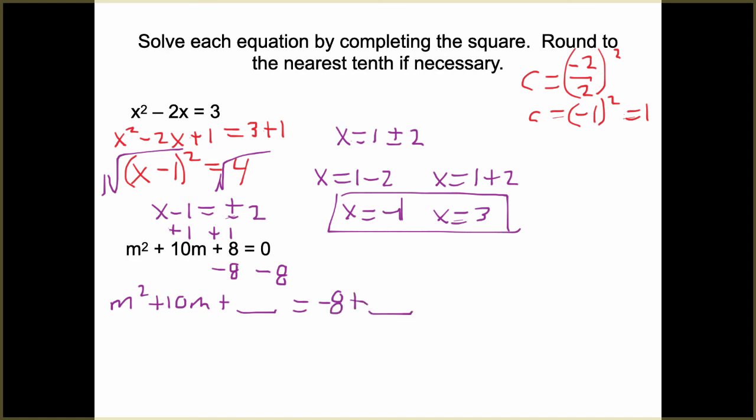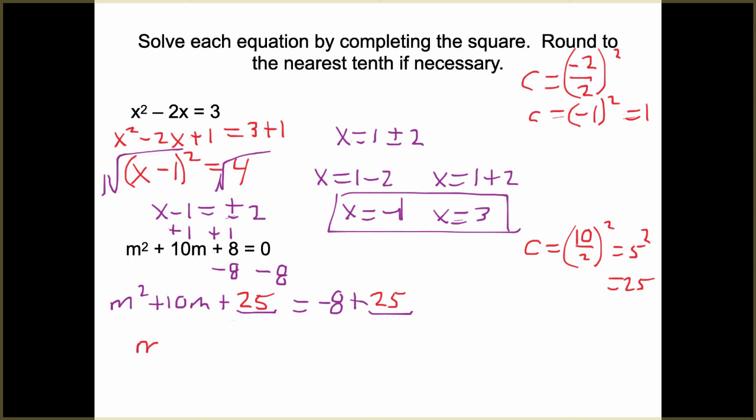When we find our c value for this one, we take half of b again, which is 10 over 2, all squared, which is 5 squared, which is 25. So we're going to add 25 to both sides of our equation, because whatever we do to one side, we must do to the other. The left side is now a perfect square trinomial.